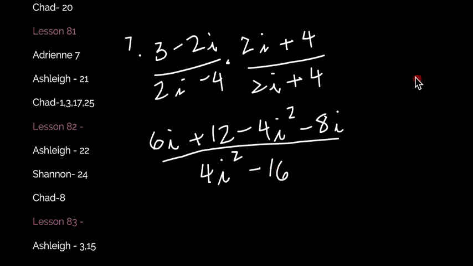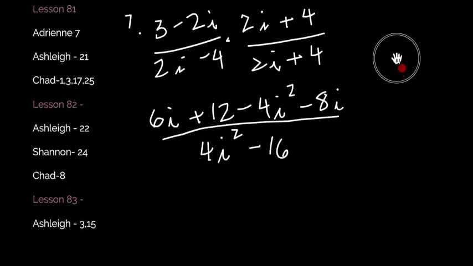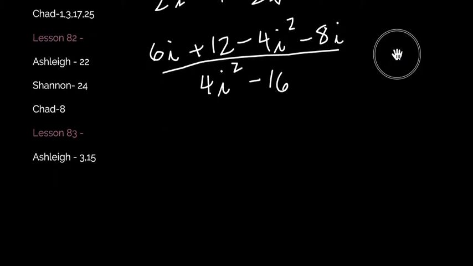Okay, I didn't rearrange them. I think in the book they rearrange them, but why have an extra step? Okay, so now we're just going to simplify the numerator and the denominator. Now we know that this i squared is negative 1, so it's going to make this a plus. And we know that this i squared is negative 1, so it's going to make this a negative.